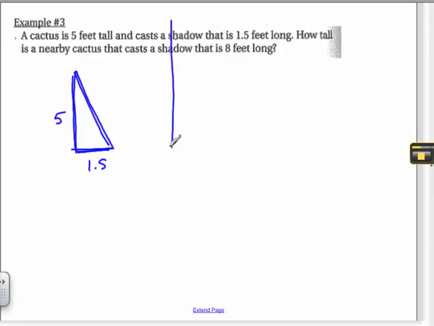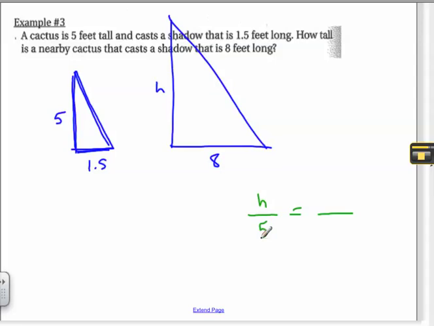Okay, I'm going to have to draw that a bit taller. Here's 8, right? Now, they want to know how tall that cactus is. Does that make sense, Zachary? Good. Zachary, help me set up the proportion. A fraction equaling a fraction. H over 5.